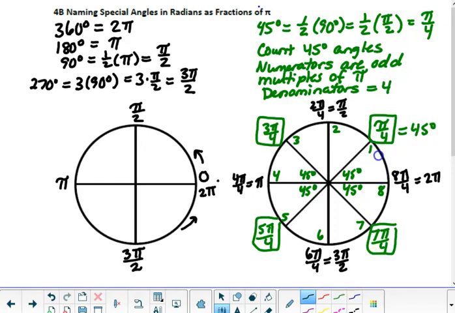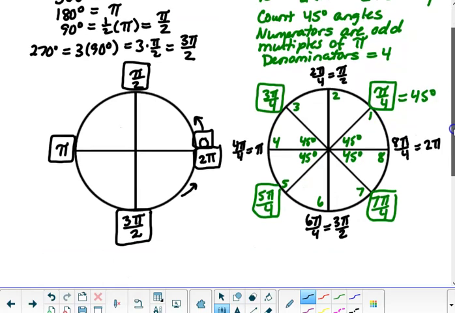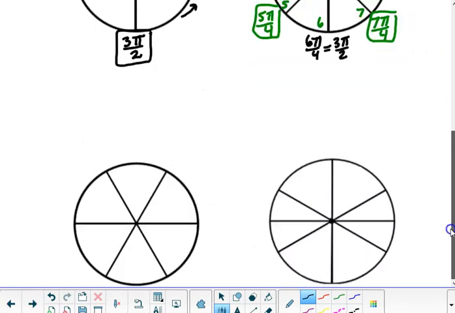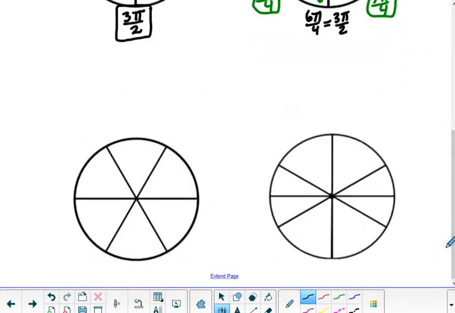I'm going to go ahead and put a box around these two because these are our big important 5 key points, like 0, 90, 180, 270, and 360 have been. Now we're going to do this in terms of pi. Okay, now we're ready for our 60-degree angles.